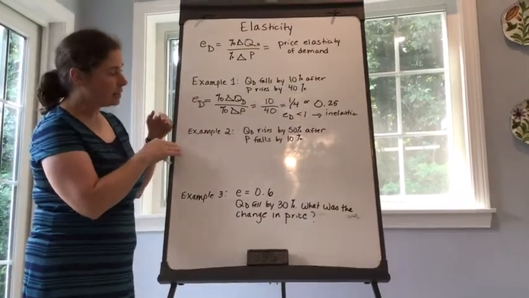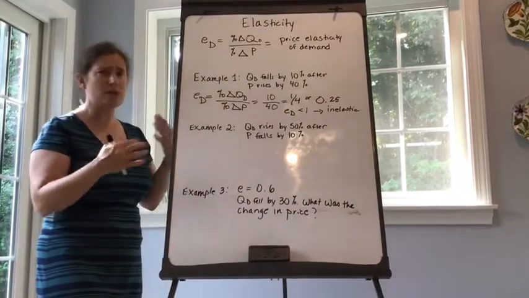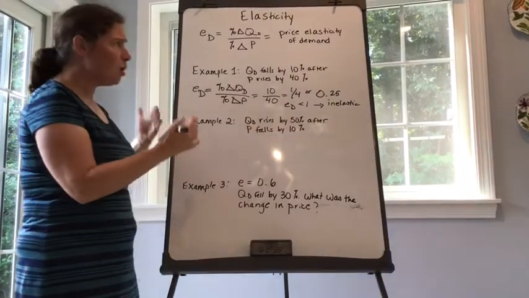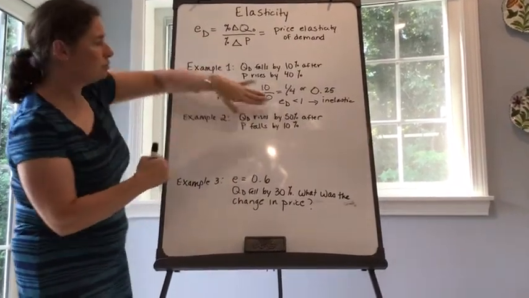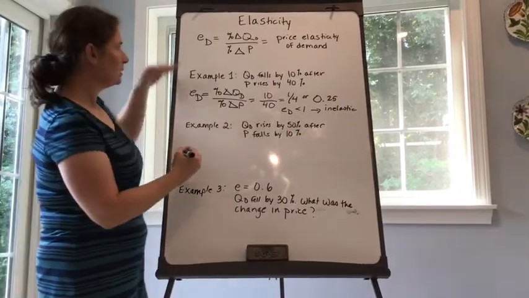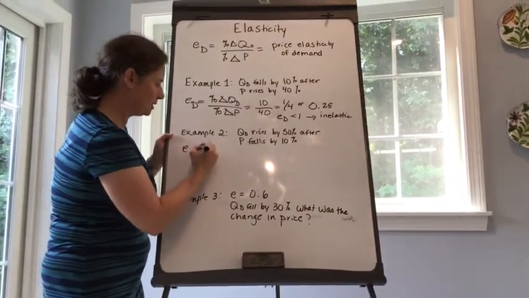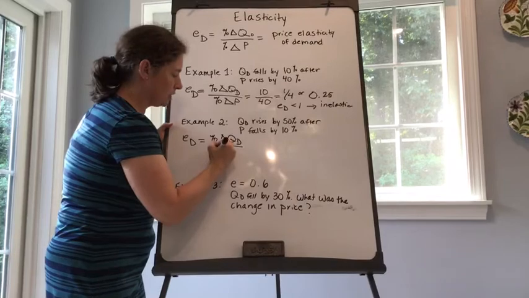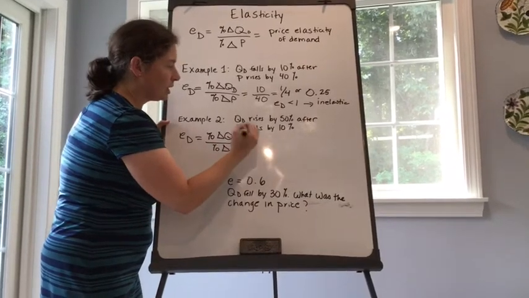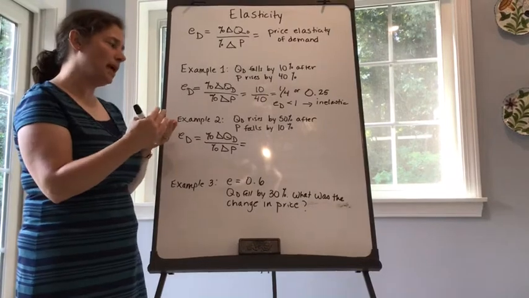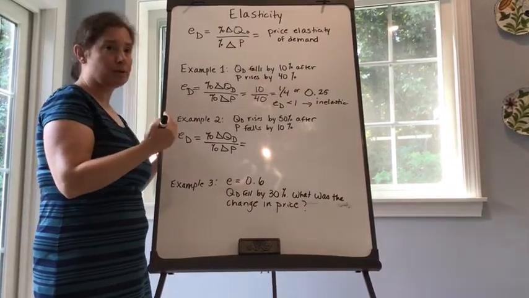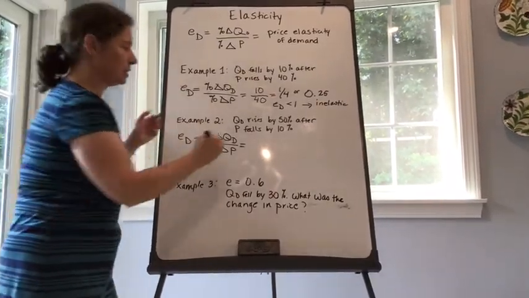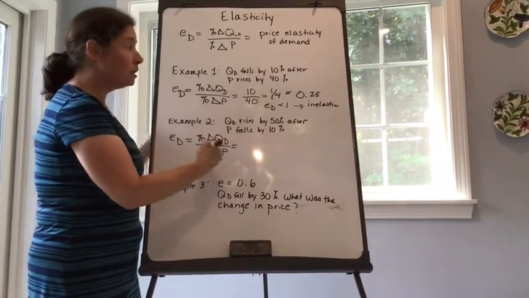Now let's take a second example, example 2, just to get familiar with calculating based on this formula. So same thing, we've been given our percentages. All we need to do is rewrite the formula and substitute the correct values in the correct spot in the formula. So my elasticity formula is percent change in quantity demanded divided by percent change in price. What I see here is the quantity rises by 50% after the price falls by 10%. Again, this is consistent with the law of demand. Price decreases, quantity increases.